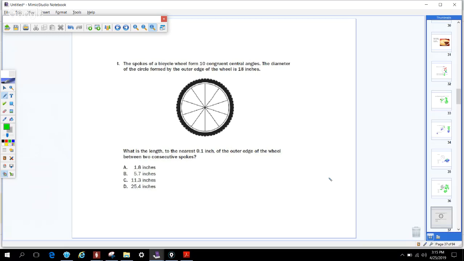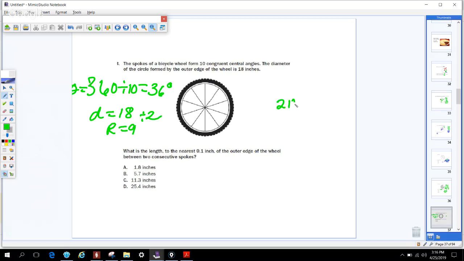Yep, so what you can write down is 360 divided by 10 gives you 36 degrees for theta. Then you can write down that you have the diameter equals 18, so you know the radius equals 9 because 18 divided by 2 is 9. And then in there, that's where you're going to use the arc length. Now, what do you notice about the answer choices? They're all decimals. There's no pi. So in this case, you will type in pi in the calculator. We good so far?